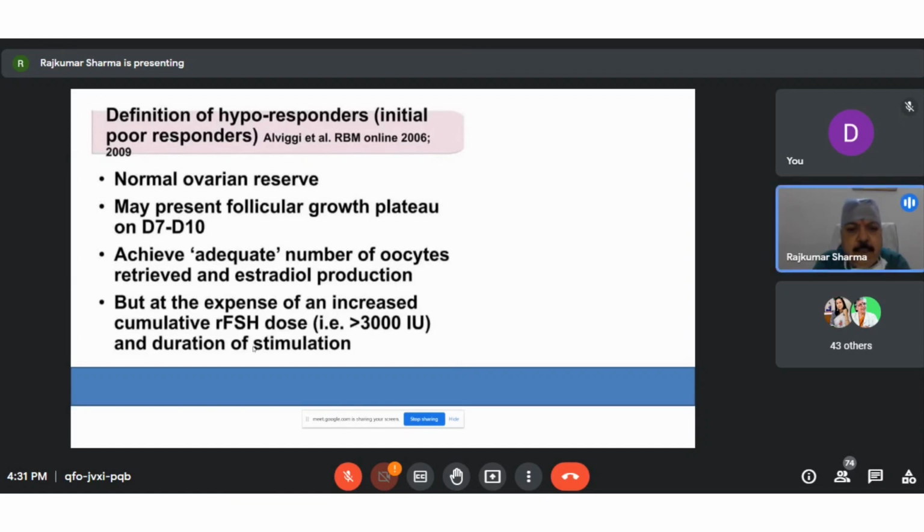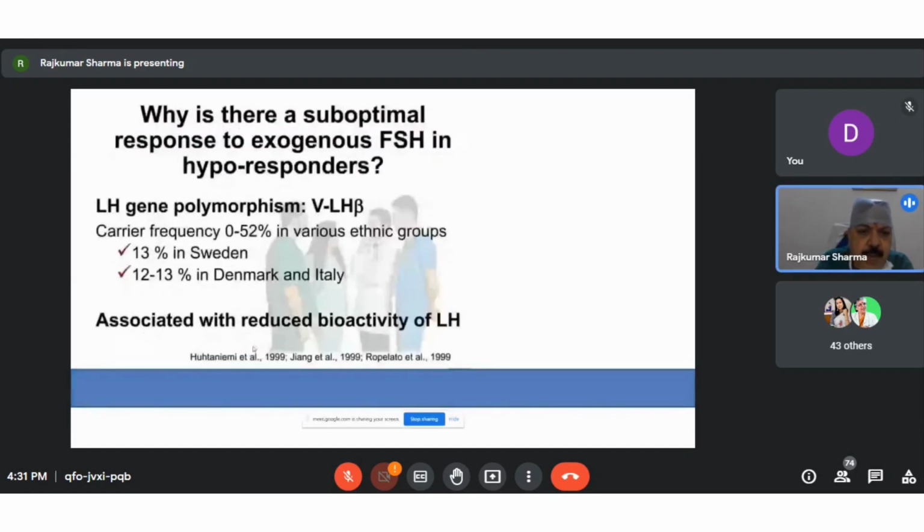And why does this happen? The normal LH which is present in these patients, who are hyper-responders, which was not expected earlier, it is because of the LH gene polymorphism. Various ethnic groups have a different carrier frequency from 0 to 52%. And because of this, there is a reduced bioactivity of the LH. So if you do the blood test of LH, the LH naturally is present, but it is less biologically active because of this polymorphism.